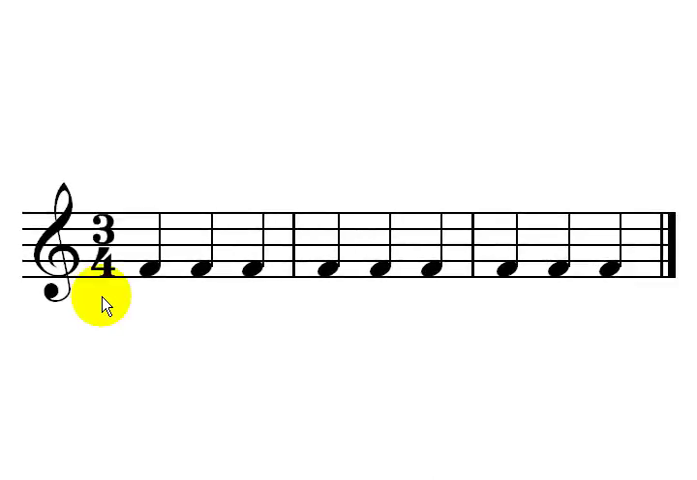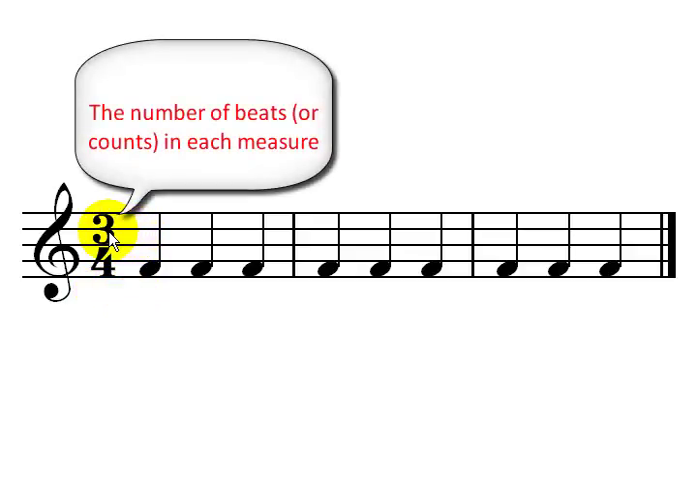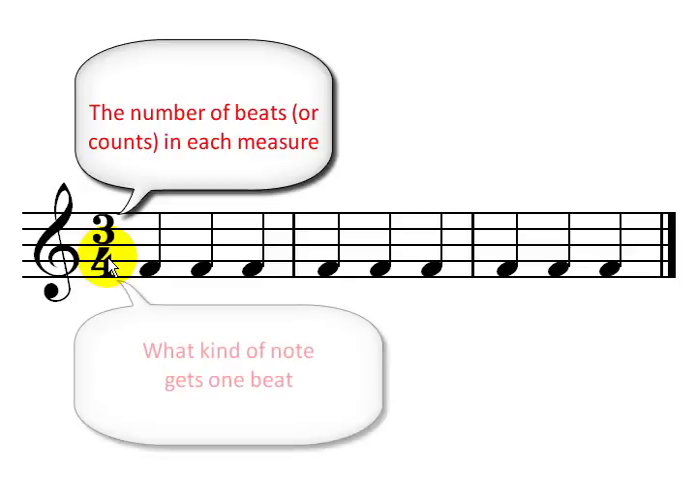The 3/4 time. This system is the same. The top number shows the number of beats or counts in each measure. The number here is 3. The bottom number, 4, shows what kind of note gets one beat. So this actually means that there are 3 quarter note counts or beats in each measure.